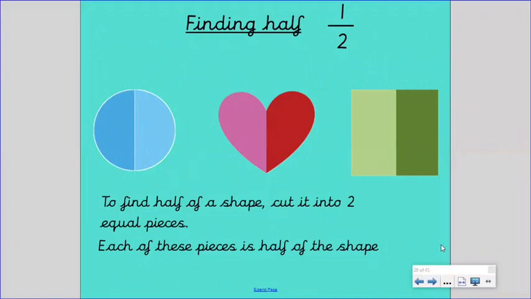So moving on to finding half of a shape. To find half of a shape, you cut it into 2 equal pieces. And each of these pieces is half of the shape. You can see we've got 1/2 here and the other half there. 1/2 and the other half. 1/2 and the other. Okay?